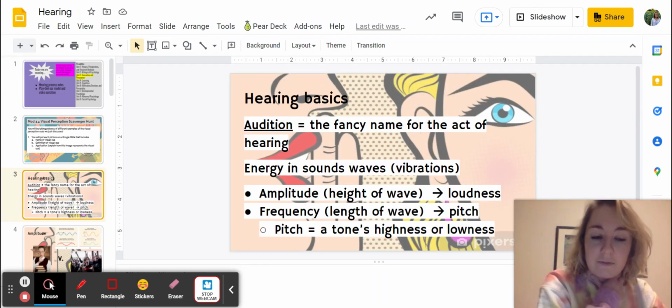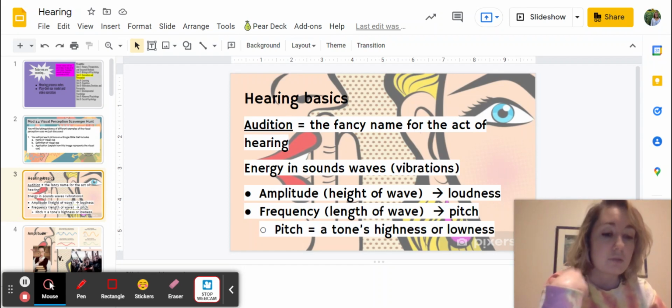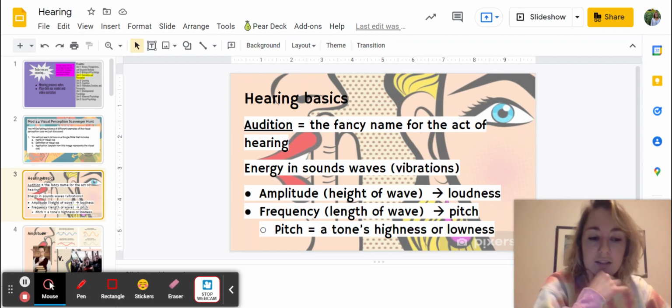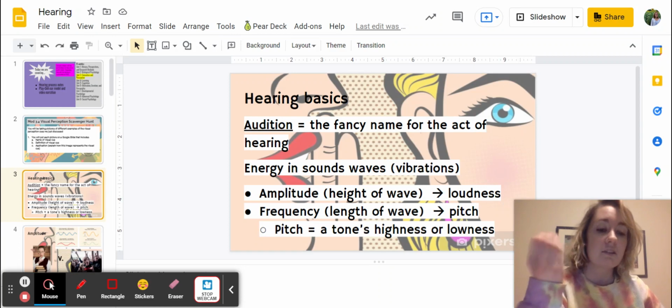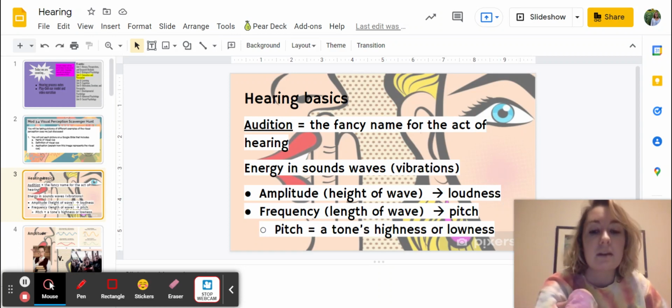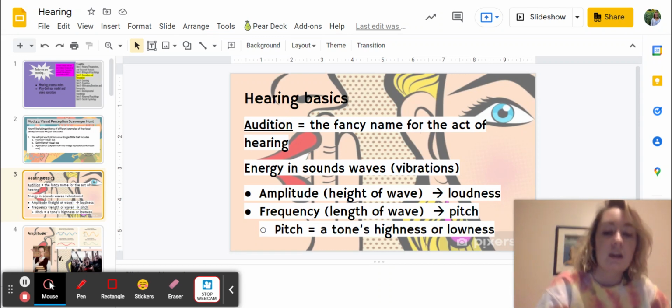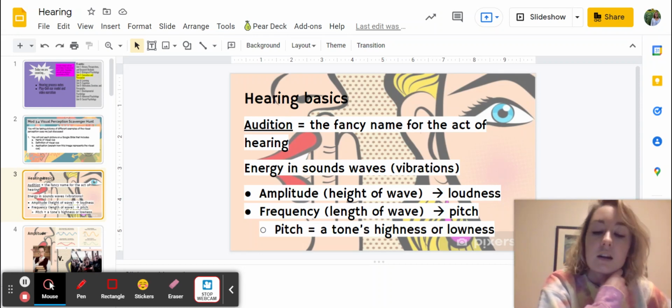Audition is just the fancy name for the act of hearing. We talk about it as auditory processing. And just like we talked about with visual stimuli, the energy comes in the form of waves. So with vision, we talked about light waves. And when it comes to hearing, we are processing sound waves, which come in the form of vibrations eventually once they get into the ear.